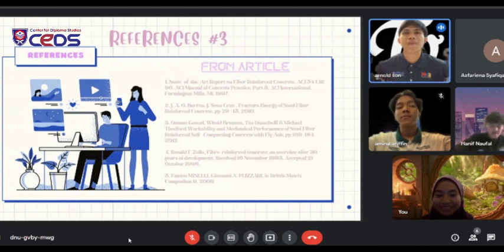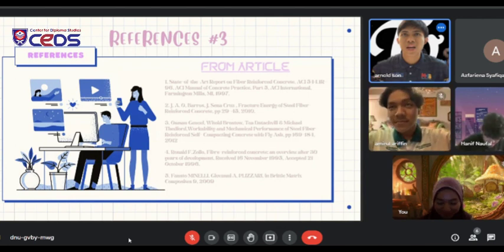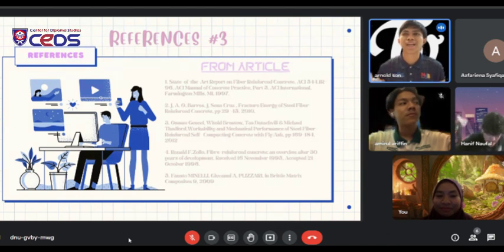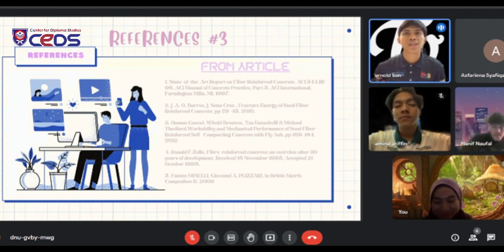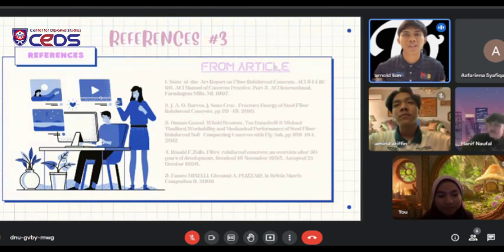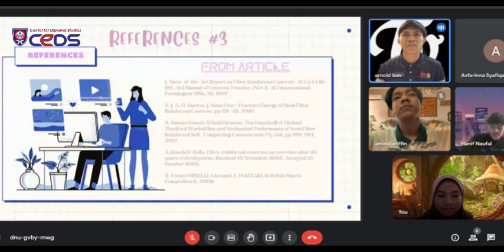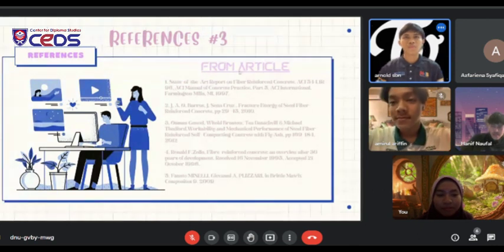Now we go to the reference part. There are 5 references that we got from the article. First, ACI 544.1R-96, ACI Manual of Concrete Practice Part 5, ACI International, Farmington Hills, 1997. Second is Barragan, Fracture Energy of Steel Fiber Reinforced Concrete, pages 29 until 45, 2010.